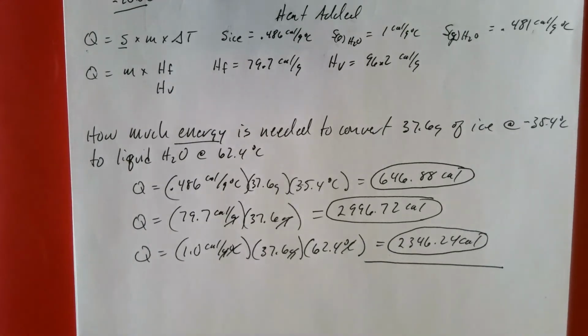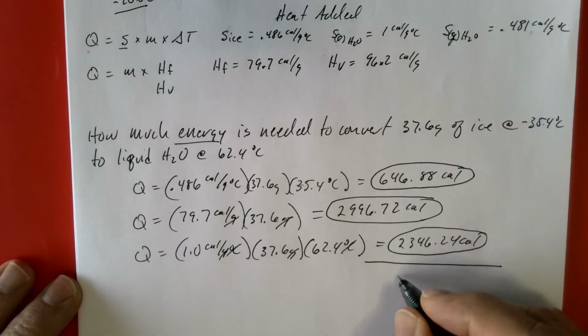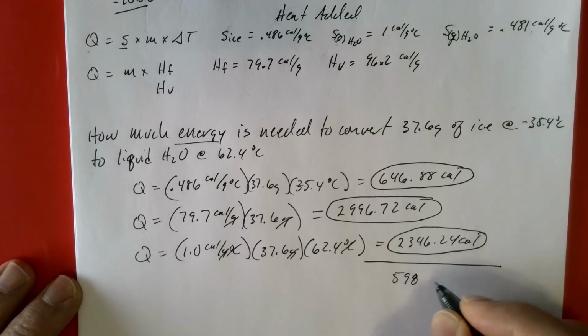It shouldn't take that long to add up those three numbers. Anybody? Do you want it in sig figs or? Either way, what do you got? I got 5,989.84.